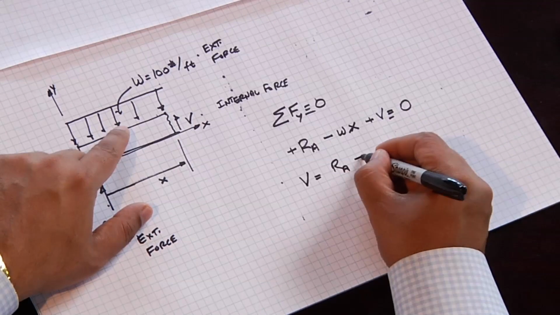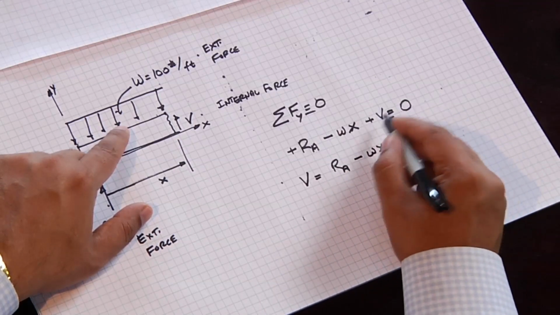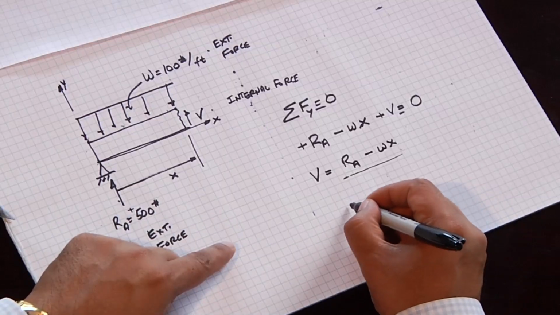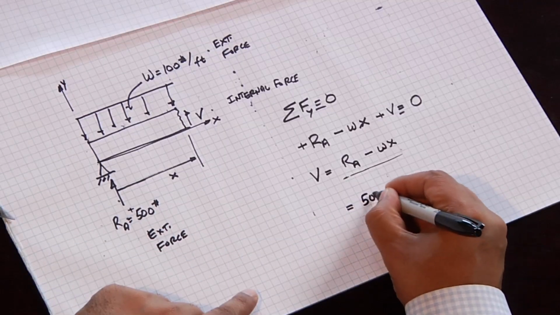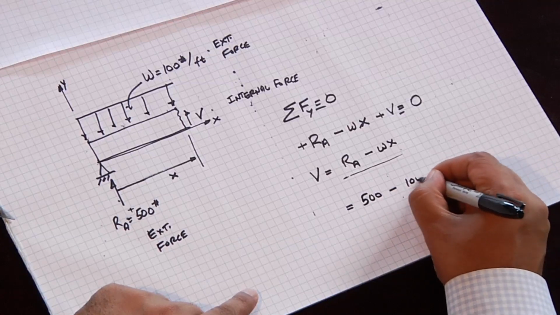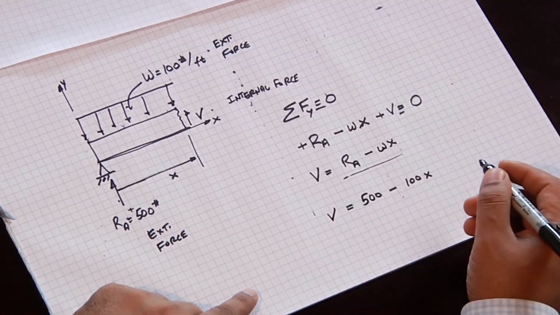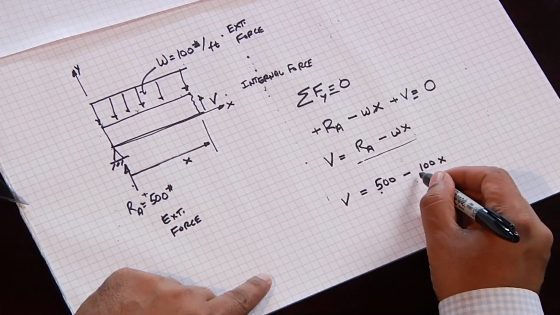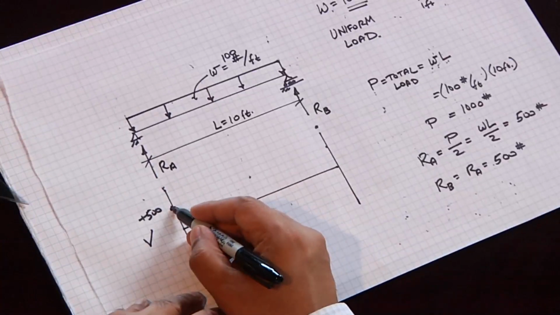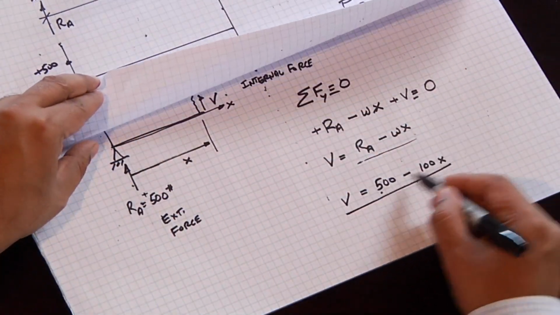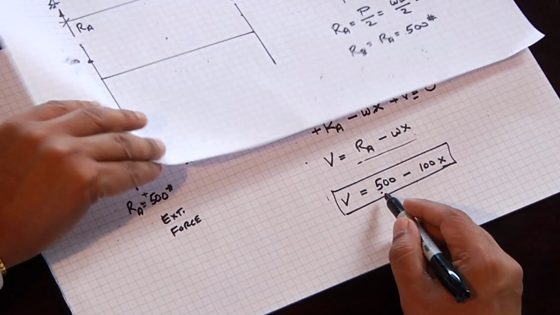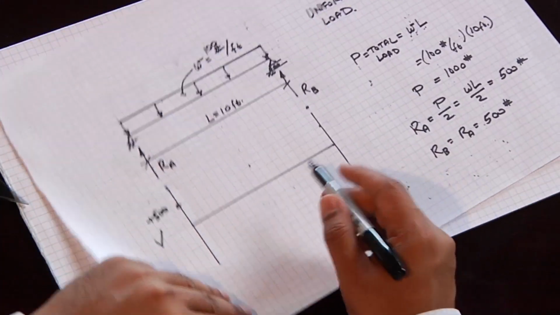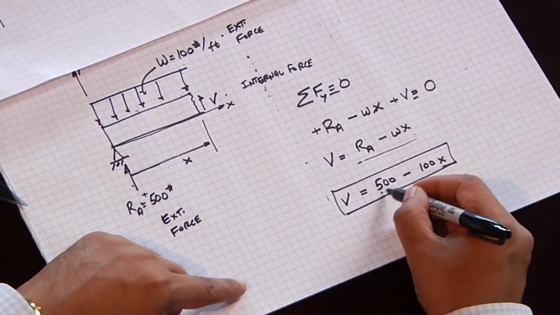I'll keep this positive, RA minus WX, because whether it's plus or minus will come out from these numbers. So what is RA? RA is 500 minus 100 times X equals V. As long as this is positive, the shear diagram will remain positive. But what does this equation tell us? It tells us that this is a linear diagram because this is the equation for a straight line.